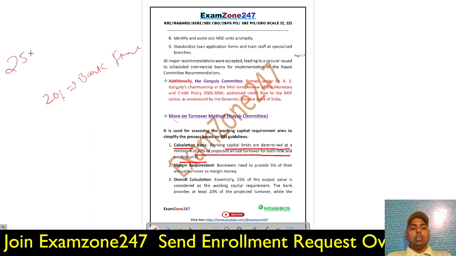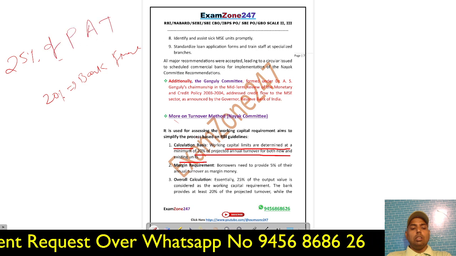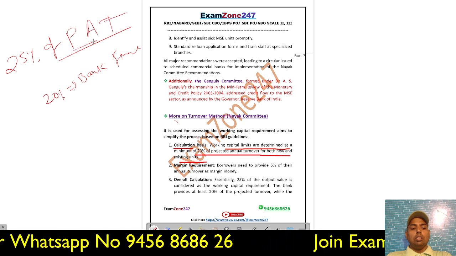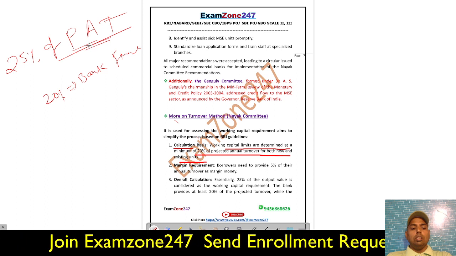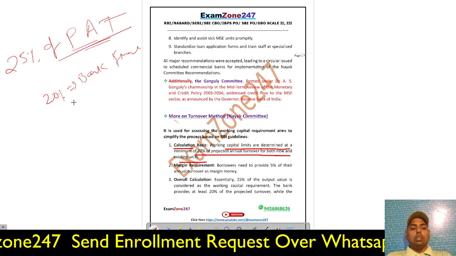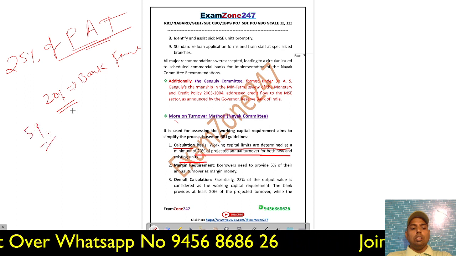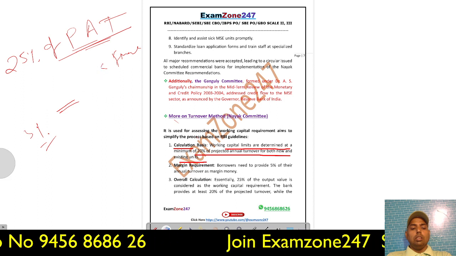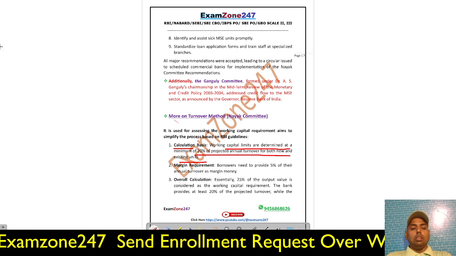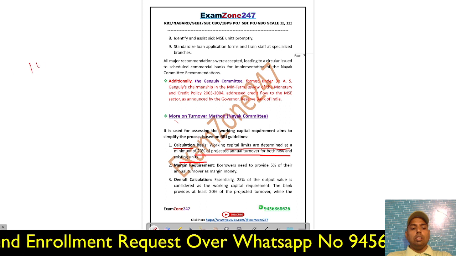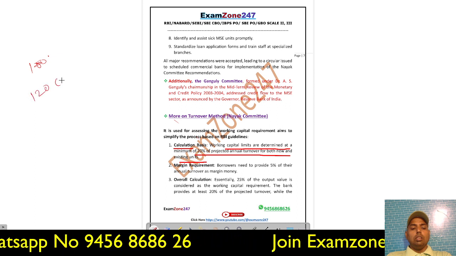Working capital is always 25% of the projected annual turnover. Do not read it as PAT, because PAT in accounting terms is known as profit after taxes. 20% is the bank finance and 5% is the margin which will be shared by the borrower. Suppose, let me do some questions. Suppose there is 100 crores, no, not 100 crores, this is 120 crores.